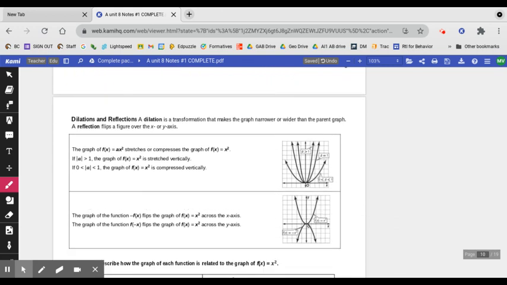Now, the other transformation we can do is a dilation and a reflection. So a dilation is a transformation that makes the graph either narrower or wider than the parent graph. A reflection flips a figure over the x or y axis. So the graph f of x equals ax squared is a stretch or a compression. Stretch, it's narrower. Compression is wider.